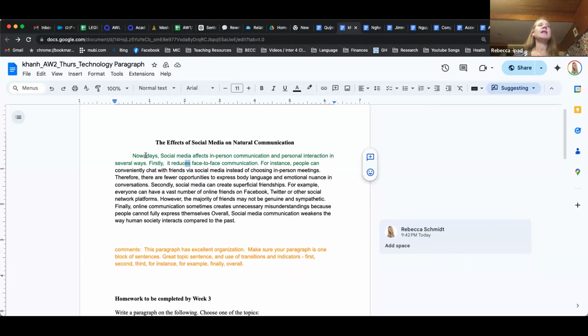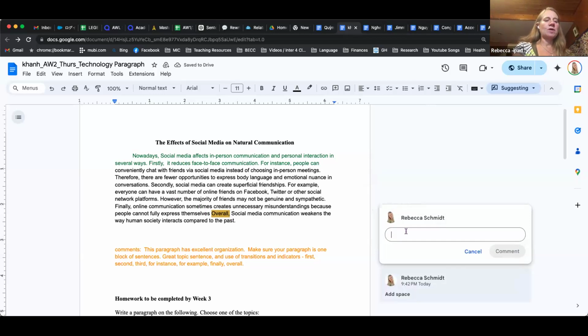Okay, so that's excellent. So here are some very good points. First, second, third, for instance, for example, finally, overall. Notice this paragraph uses a bunch of these. And I think I changed this. You had used but. You want to use however, it's more formal. And then we have a final one. You could also say, in summary, for these reasons.